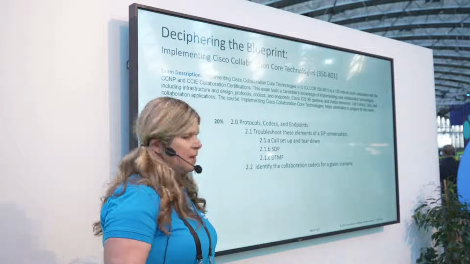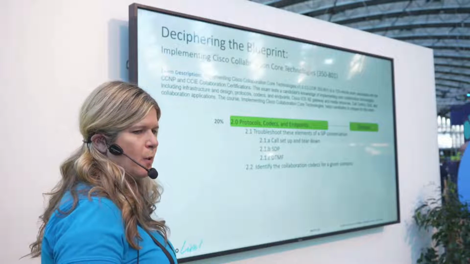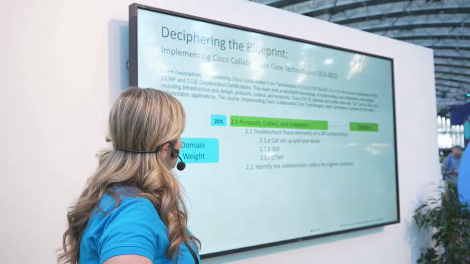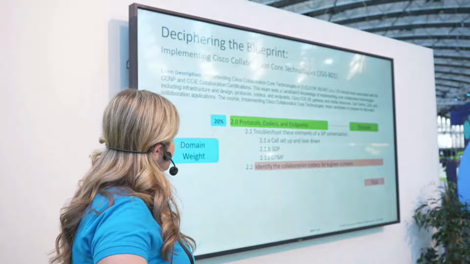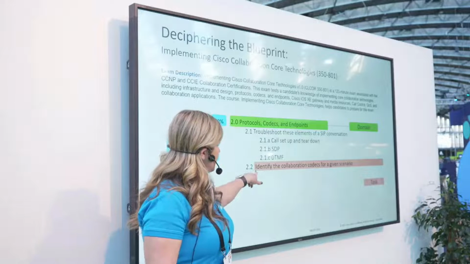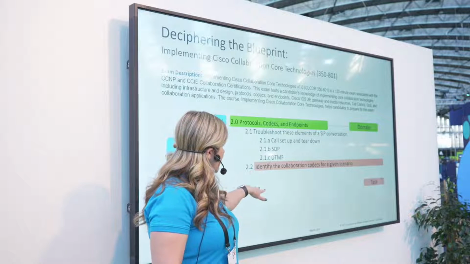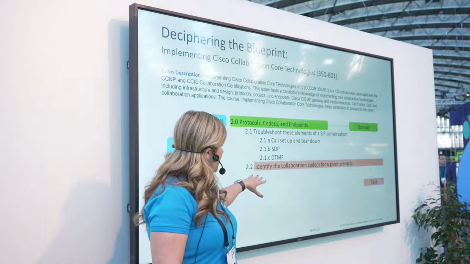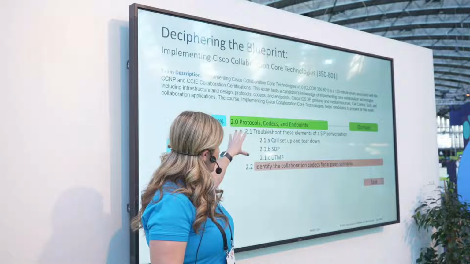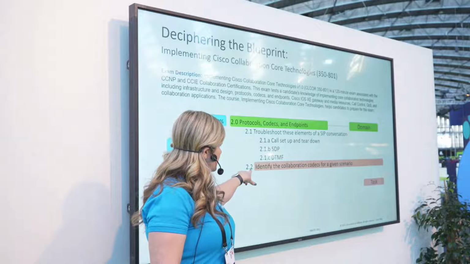So, for example, 2.0 we're looking at right here is protocols, codecs, and endpoints. That's the domain level, but then if we go down to the task level, which is the 2.2, 2.1 is also a task, but in this example we're talking about 2.2, that's the task. And since it doesn't have any subtasks below it, the questions for domain 2.0, task 2.2 are going to be tied to 2.2.